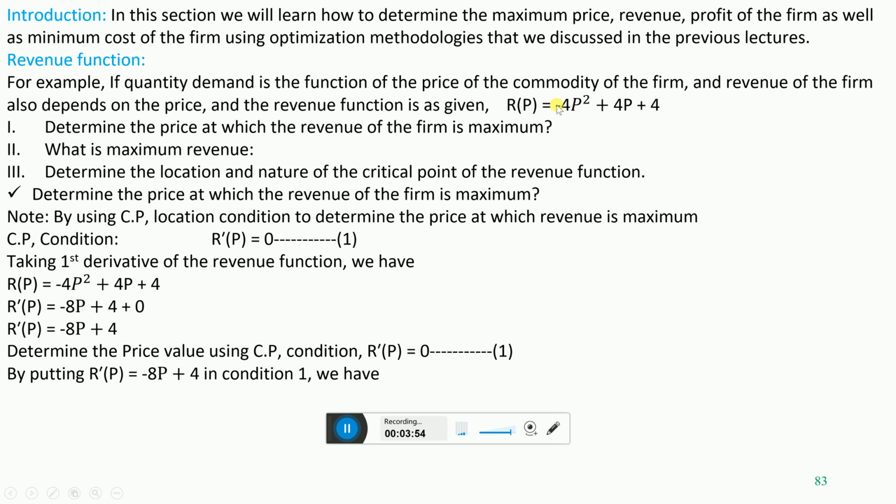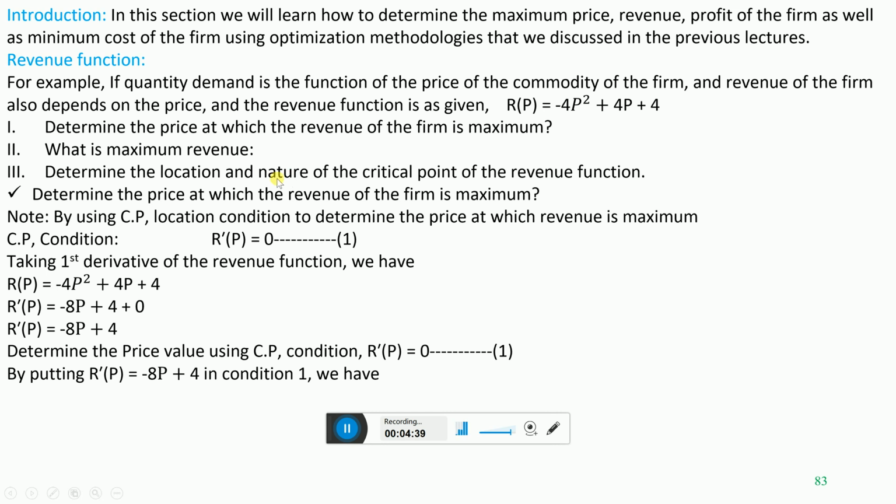And suppose demand of the commodity is the function of price of the commodity that the company is charging, and revenue of the company is also the function of price of the commodity. So these are the given information that we have, the revenue function. And now the first part of the question is this: determine the price at which the revenue of the firm will be maximum. Identify that price at which the company can earn highest or maximum revenue.